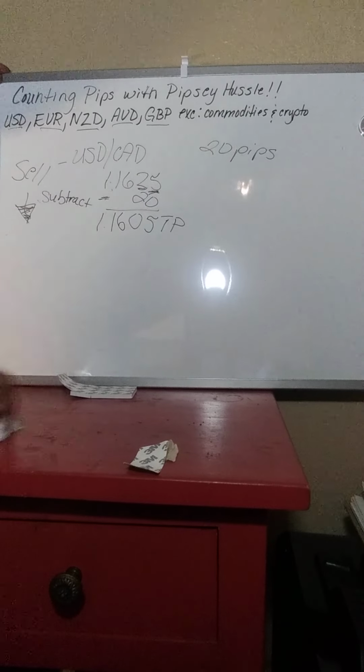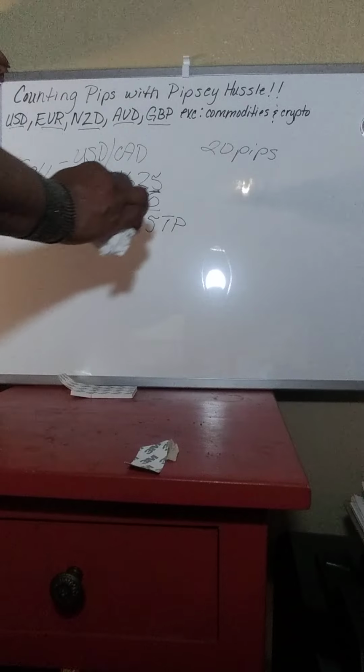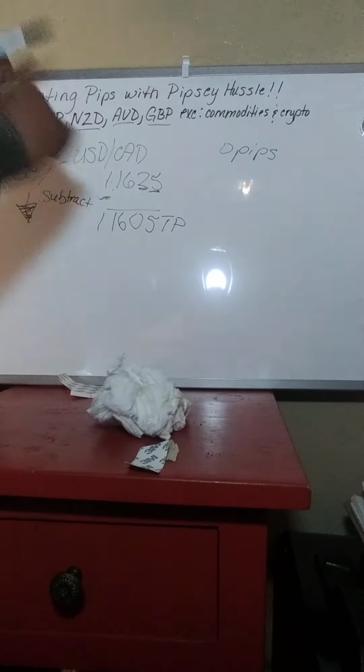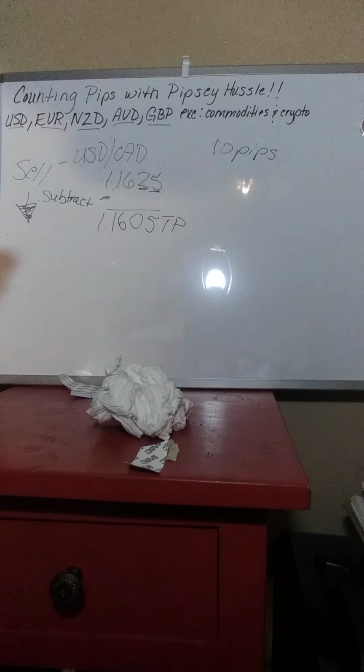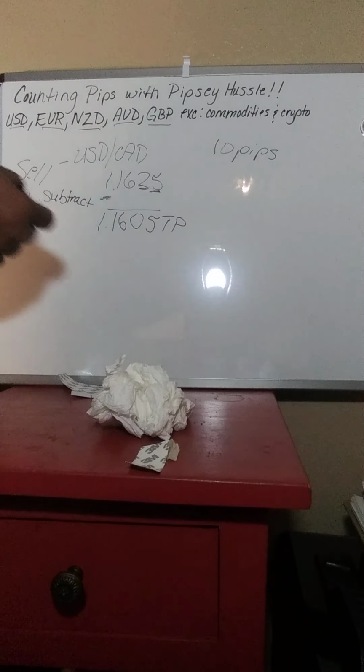So say for instance, I wanted to predict what my stop loss is going to be, and I'm still in a sale, but I want my stop loss to only be 10 pips instead of 20. I want the market to stop me out at 10 pips. I only want to lose 10 pips in order to get some money. I ain't trying to lose that much money. So 10 pips is enough for me.